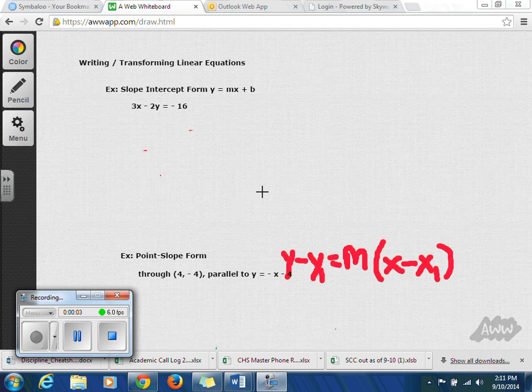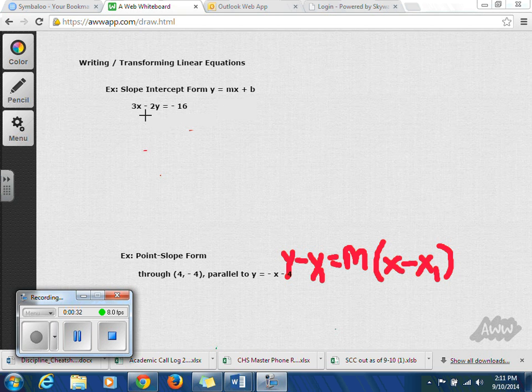Okay, so this week we're going to be looking at some example problems where we're writing and transforming linear equations, still part of our linear review unit. To start with, we're going to look at a couple of forms of equations today. One is slope-intercept form, which is y equals mx plus b. That's because you see a slope, m, and an intercept, b, which represents the y-intercept of the equation.